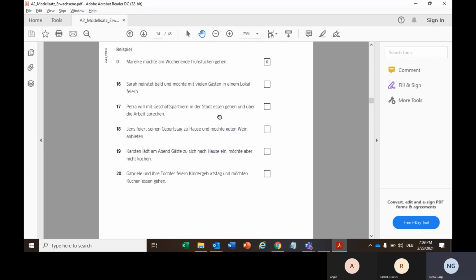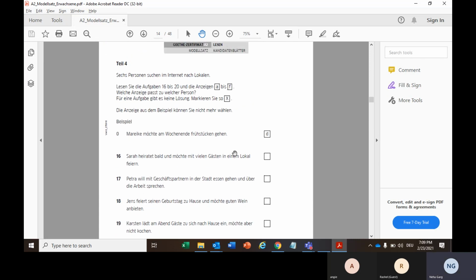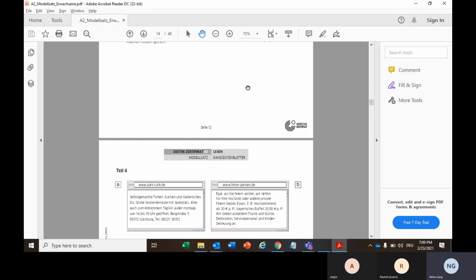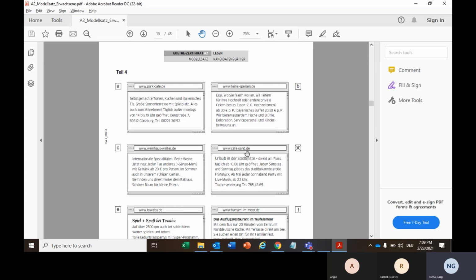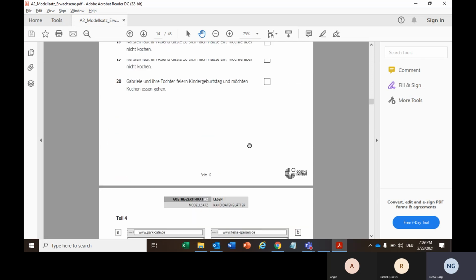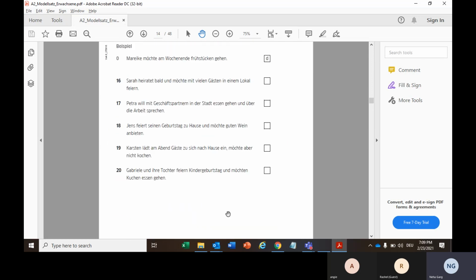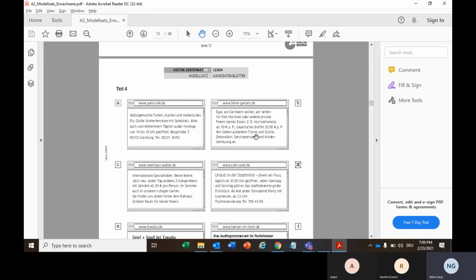Teil 4 is a little different compared to all the initial 3 sections. Here you will be given all these advertisements. So Teil 4 is a little more time consuming, because at one time you have to keep all the required information in mind, and then the given advertisements as well.